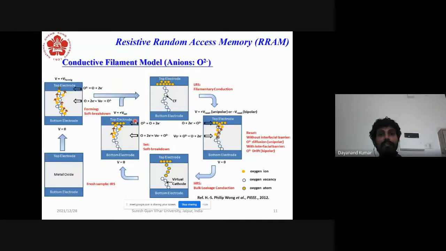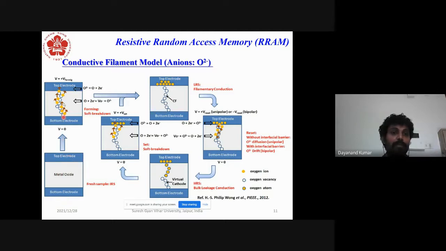So here is the conduction mechanism of oxide-based RRAM. Why do we say this is oxide-based RRAM? Because the filament is formed due to oxygen vacancies in the resistive switching layer. If you see here, this is the fresh device. Fresh device, it is in the IRS state. It means the initial resistance state, because we did not apply any power to the device.